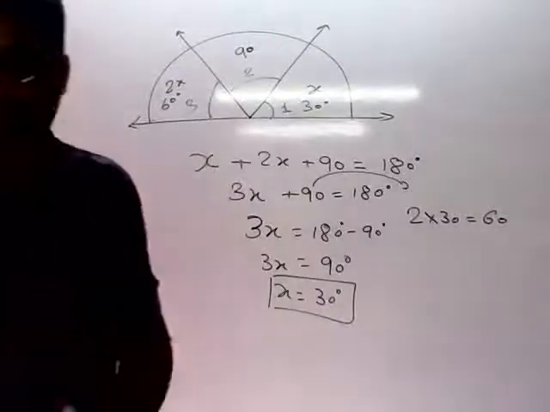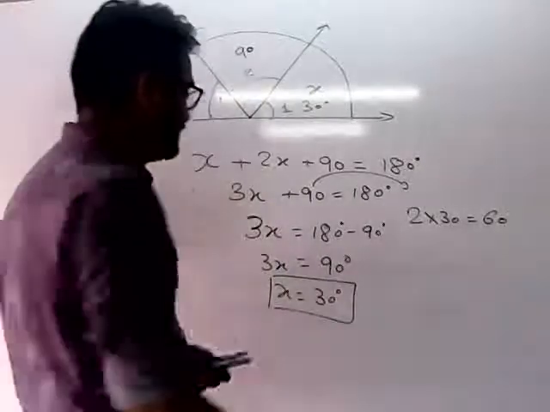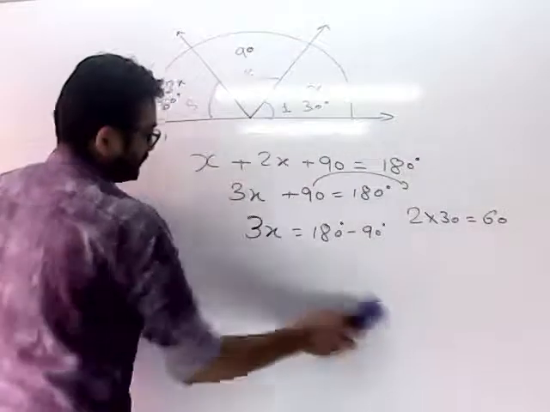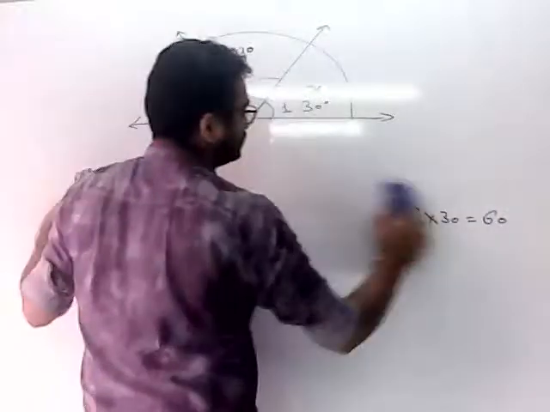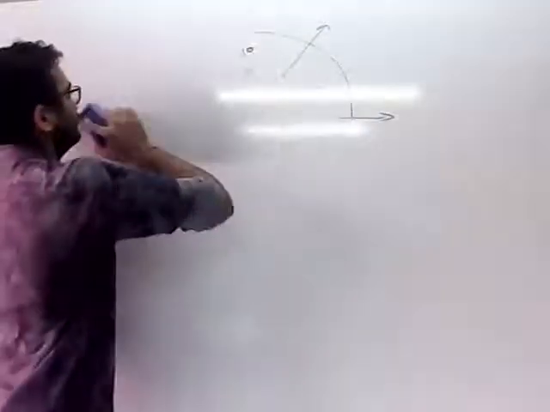That is of 6.1. In 6.1, the question is what? In figure 6.13, line AB and CD intersect at O. दो लाइन है AB और CD जो एक दूसरे को इंटरसेक्ट कर रहे हैं O पे. If angle AOC plus BOE is equal to 70 degree, BOD is equal to 40 degree, find BOE and reflex angle COE.